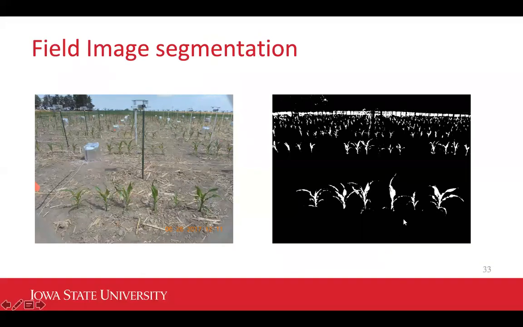On the right side, this is our segmentation. As you can see, it gets rid of most of the background noise. Several plants are missing some parts, but this is still a very good starting point for us to automatically measure the plant height. This project is a collaboration with a plant science institution here at Iowa State, and we are writing the manuscript, which should be ready in the coming weeks.